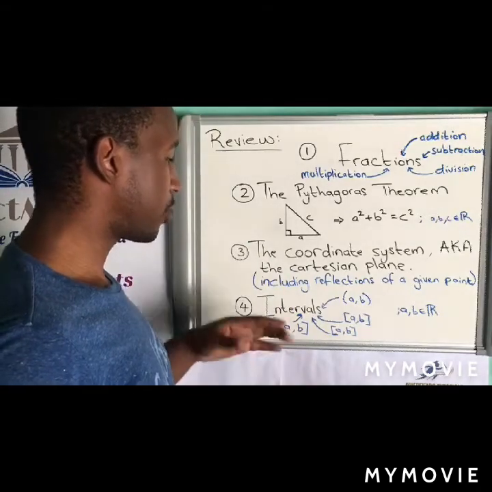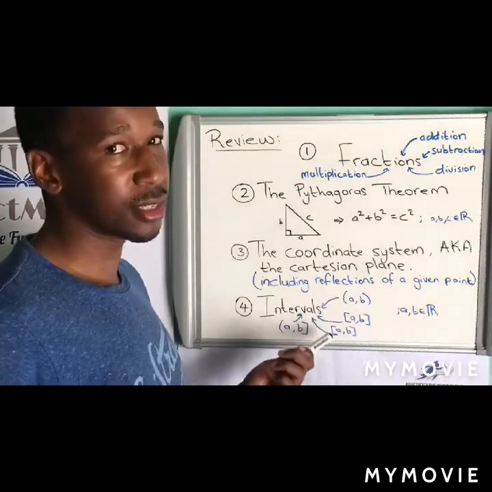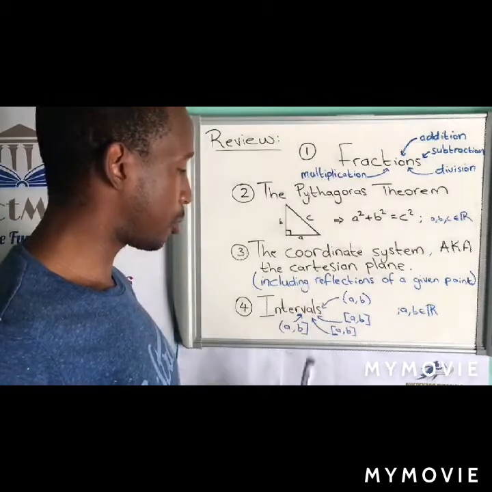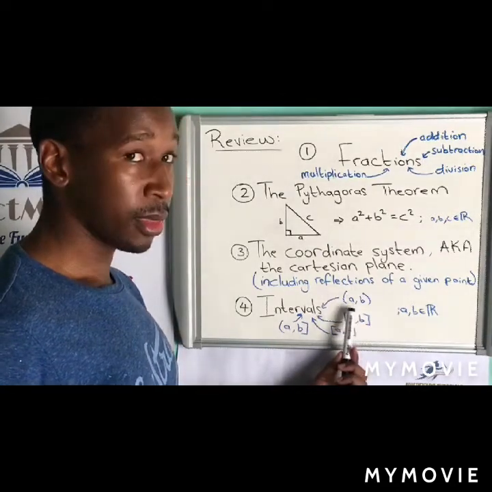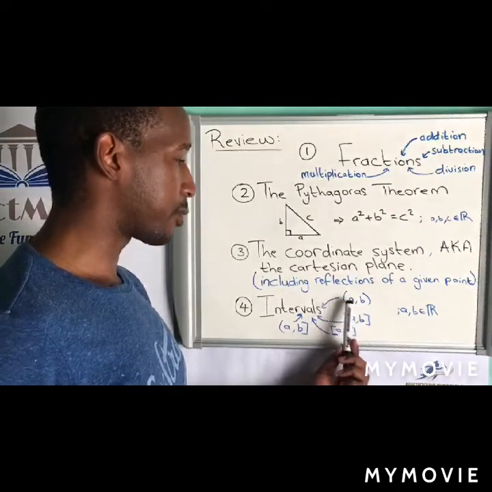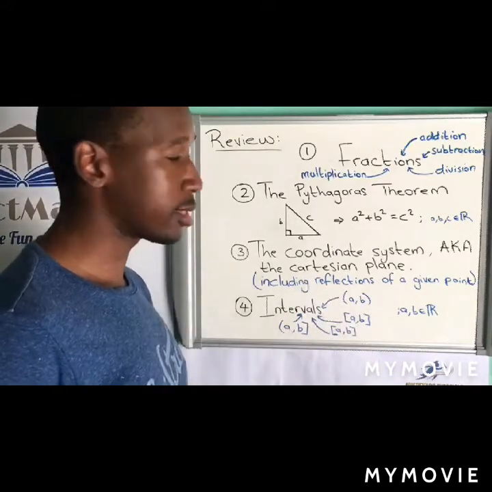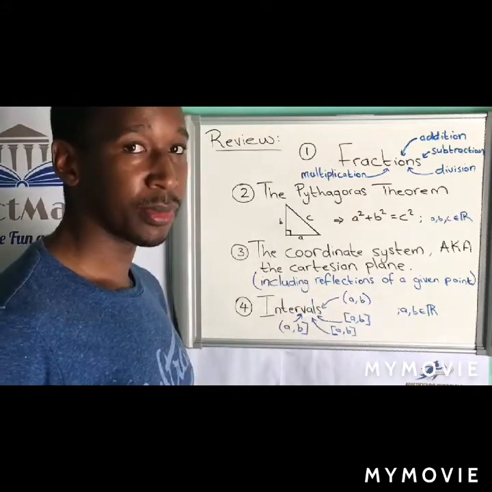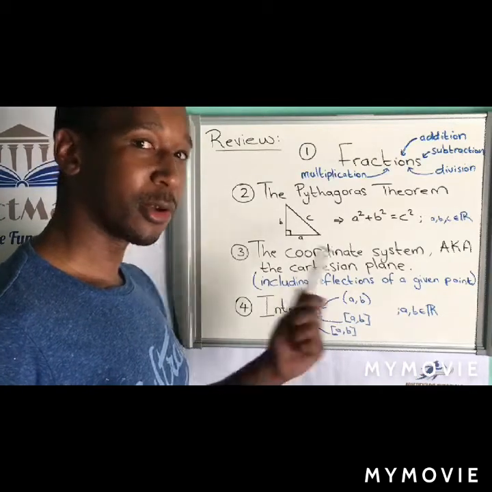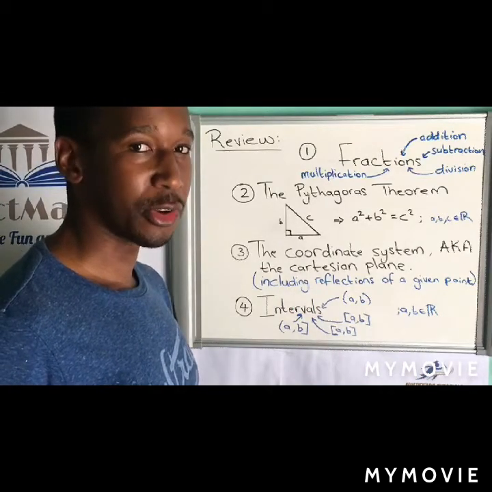And then the last one we recommend that you review is the theory of intervals, how we represent intervals and what the meanings of these things are. For example, this is an interval from A to B where A is not included and B is not included. Those things, please go back and review them. Once you have reviewed them, we are going into the topic of trigonometry.